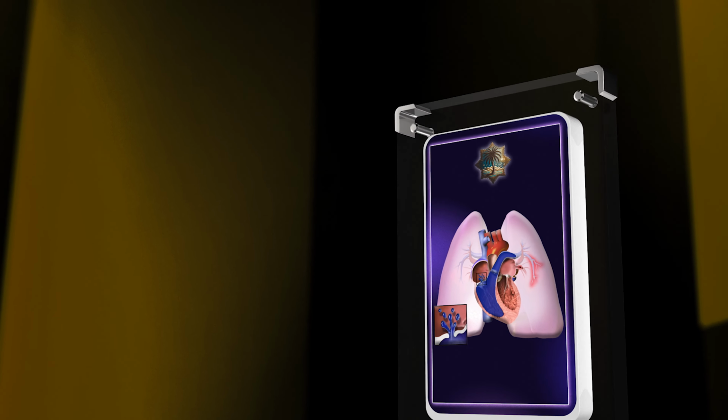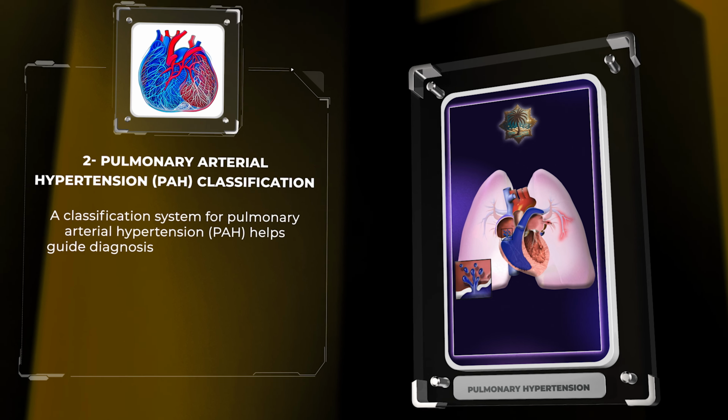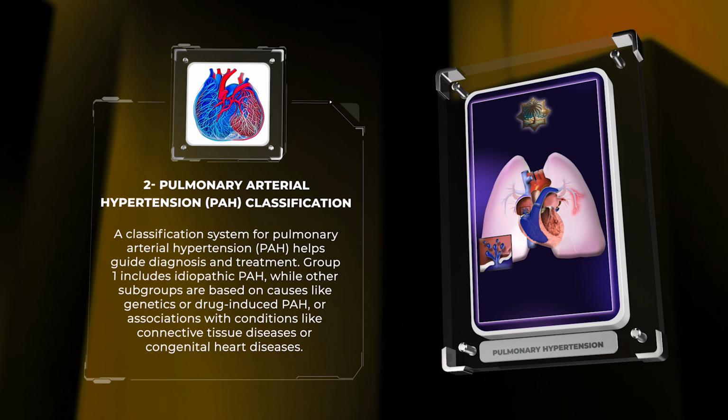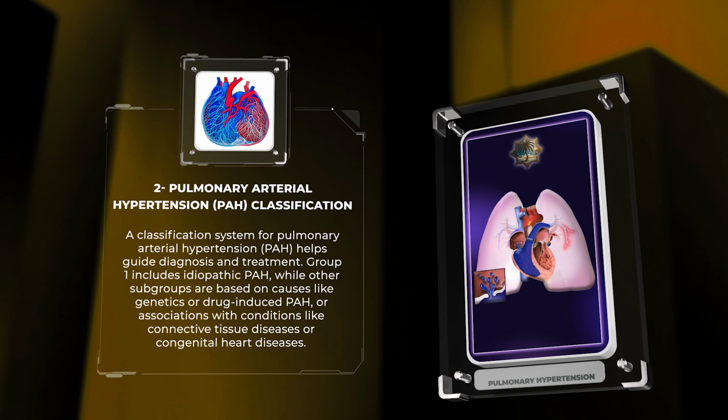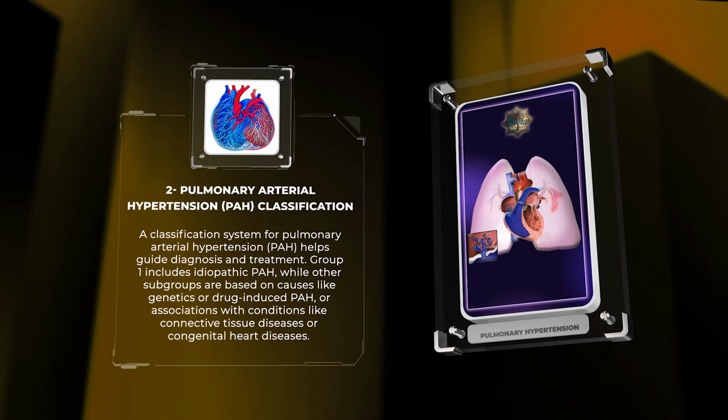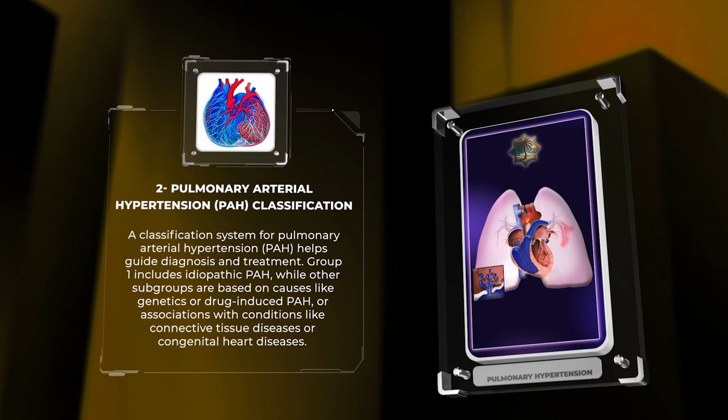A classification system for pulmonary arterial hypertension, PAH, helps guide diagnosis and treatment. Group 1 includes idiopathic PAH, while other subgroups are based on causes like genetics or drug-induced PAH, or associations with conditions like connective tissue diseases or congenital heart diseases.